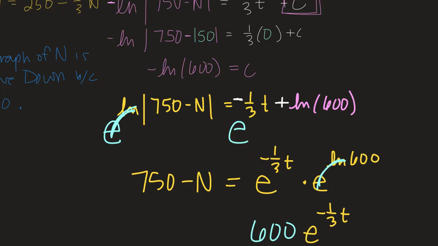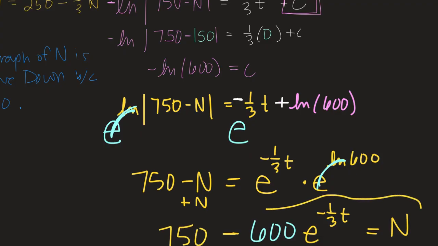And let's add n to this side and then subtract. So our final answer is going to be n equals 750 minus 600e to the negative 1/3 t. And that's our equation to find the number of wolves in the park at any time after year 0.